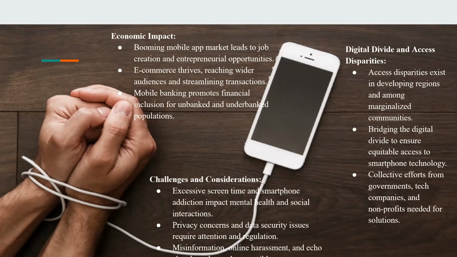And lastly, digital divide and access disparities. While smartphones have become widespread, access disparities still exist, particularly in developing regions and among marginalized communities. The digital divide can limit access to essential services and opportunities. And bridging this gap requires collective effort from governments, technology companies, and nonprofit organizations to ensure equitable access to smartphone technology.